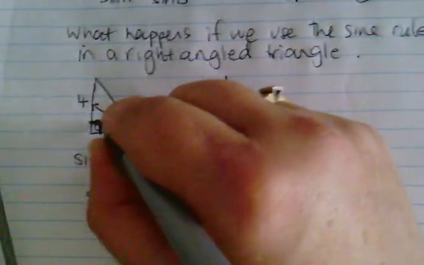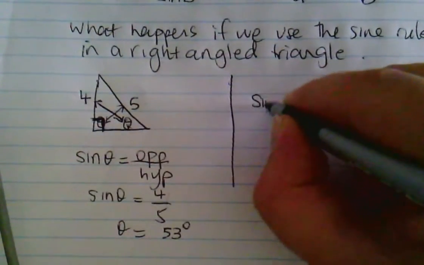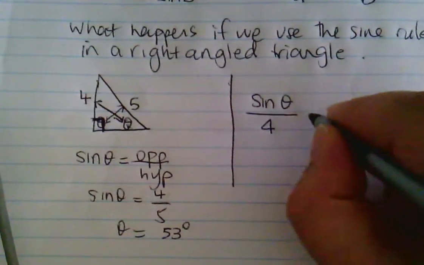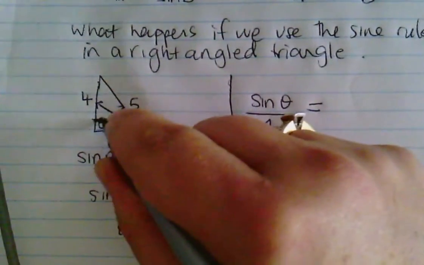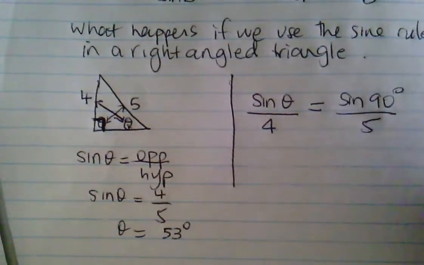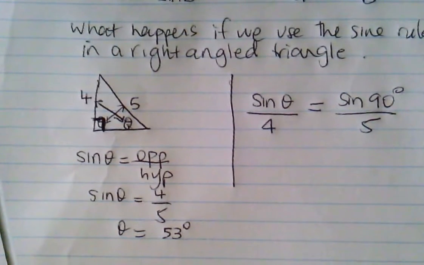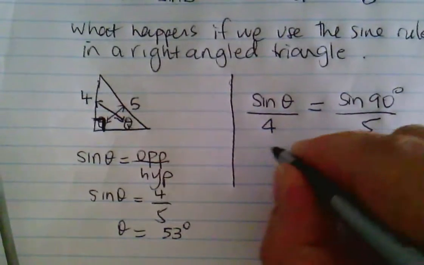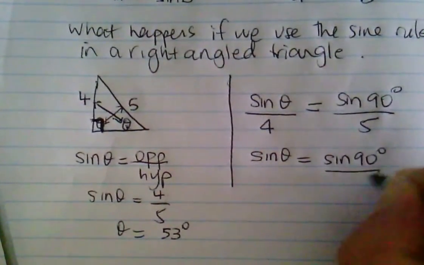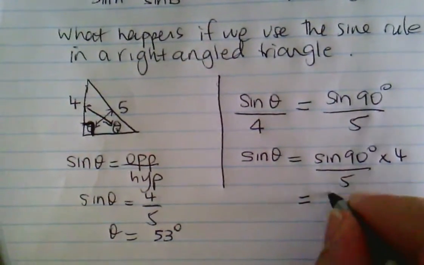If you use the sine rule for this, remember we look for pairs of opposites, and I want this theta, and I go sine theta over what? Equals sine what? What angle is this? Sine 90 over 5. Does anyone know what sine of 90 is? 1. And you're going to see, so I go sine theta is sine 90 over 5 times 4.